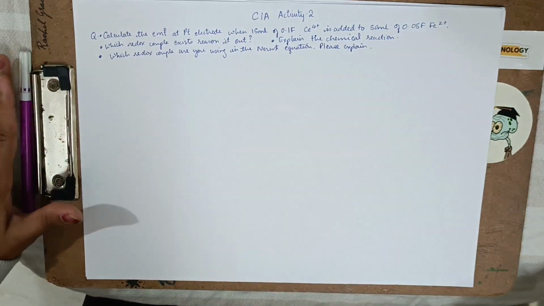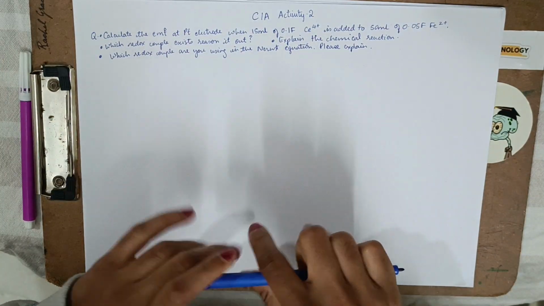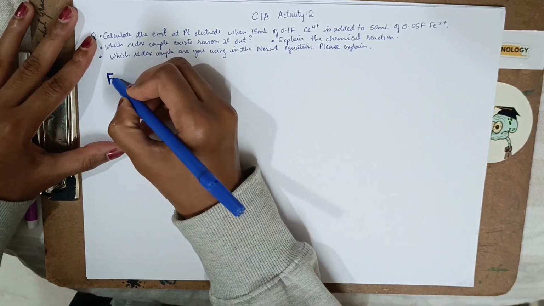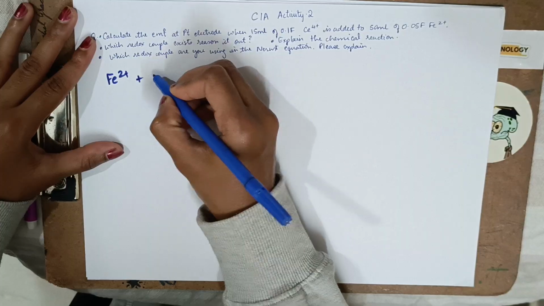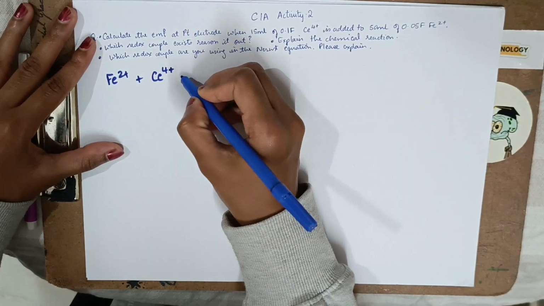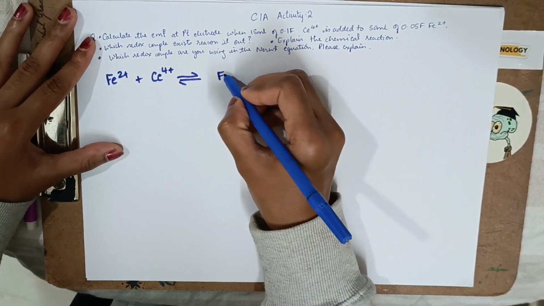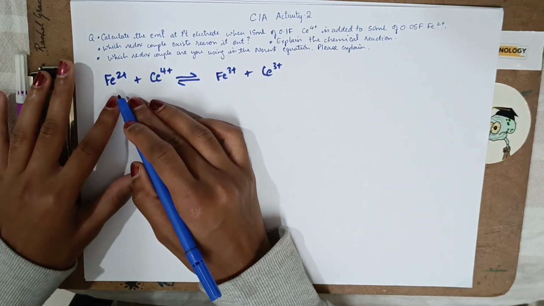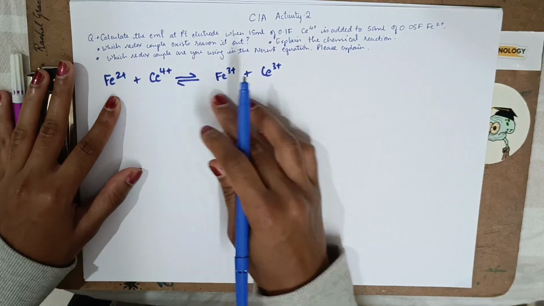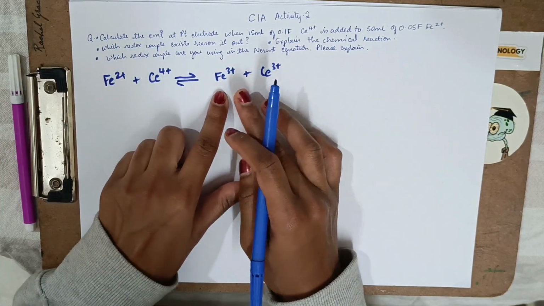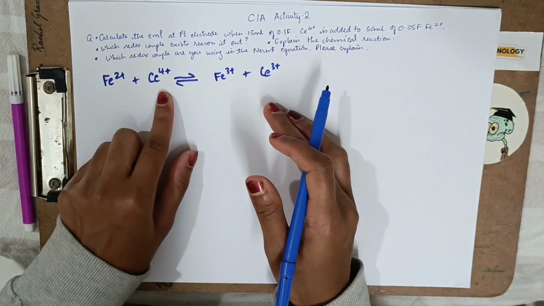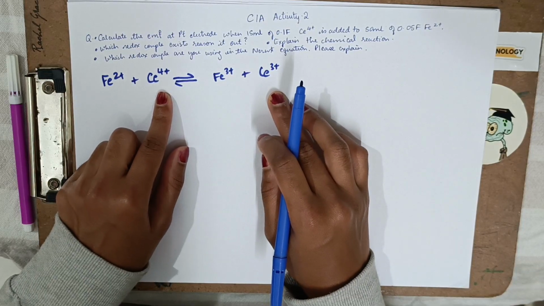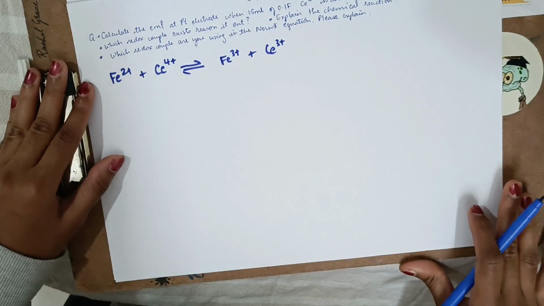Please explain. To calculate this, first let us write the chemical reaction equation. Fe2+ will react with cerium4+ to give Fe3+ plus cerium3+. Here iron is losing an electron and becoming Fe3+. Iron is getting oxidized, and cerium4+ is gaining an electron and becoming cerium3+, so cerium is getting reduced. So this is the chemical equation.